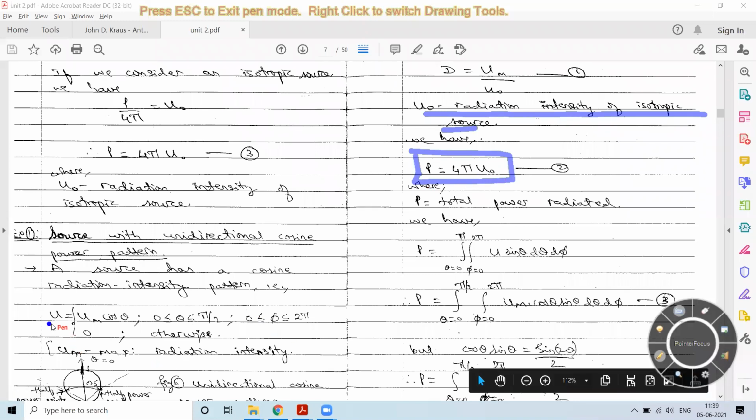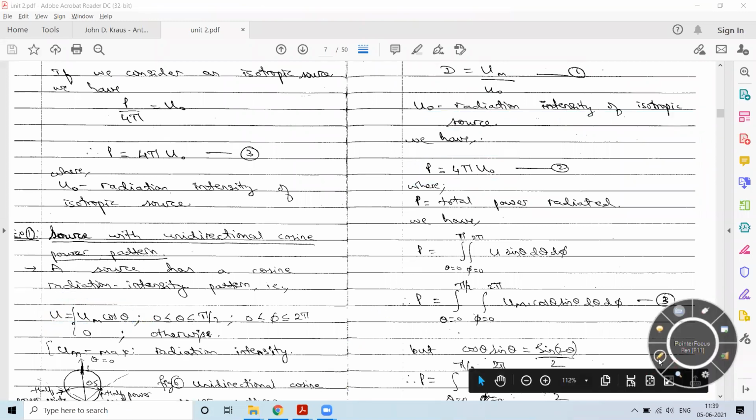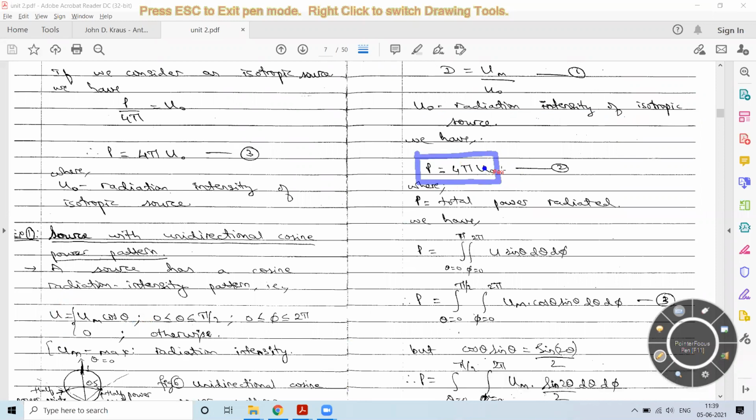Now, what is the total power which has been radiated because of this pattern? That is what we have to estimate now. First, we got the total power radiated by the isotropic antenna, which is given by 4 pi U naught. Now because of this pattern, we need to identify the total power. Again we apply the power theorem, which will give me the total power radiated by the antenna under consideration.